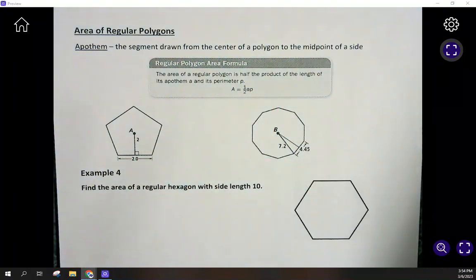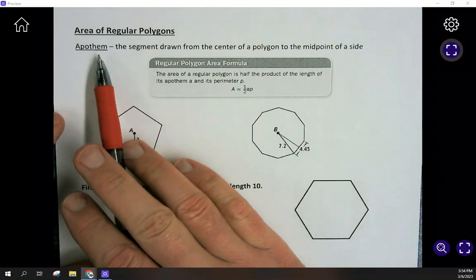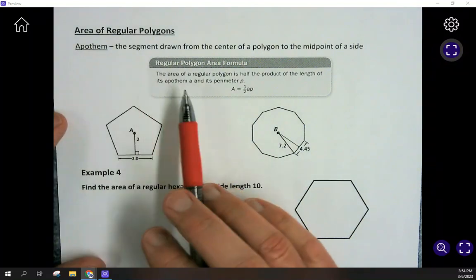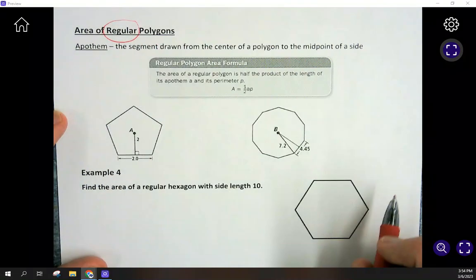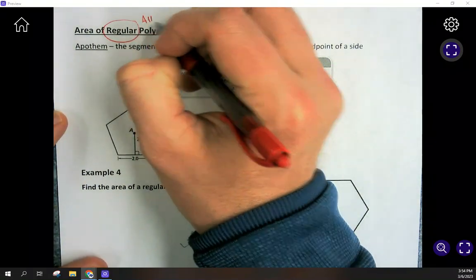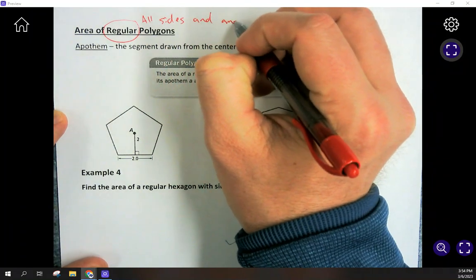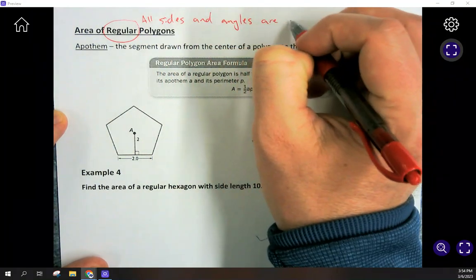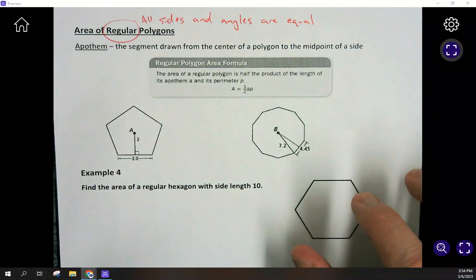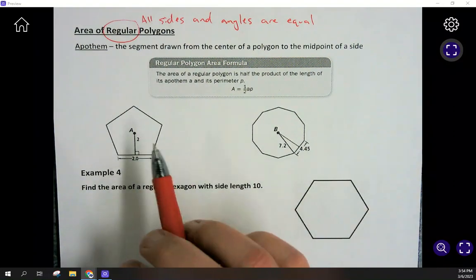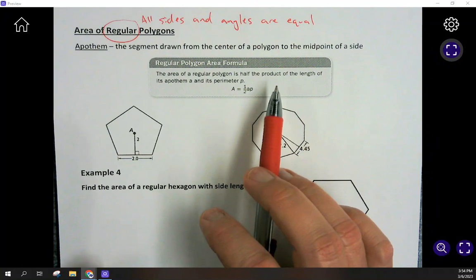But not every single problem is going to force you to do that. So let's take a look. We'll come back to this vocabulary word in a second. So again, this is just for regular polygons. Just a reminder what that means. All sides and angles are equal. So this is not for any polygon, just for regular polygons. But it doesn't matter how many sides it has. If it's a regular polygon, this formula will work.